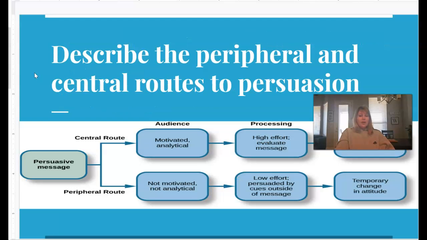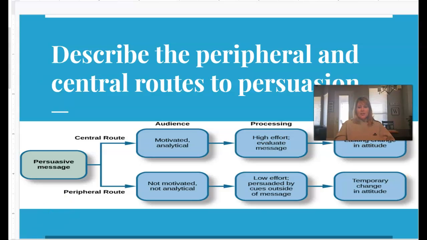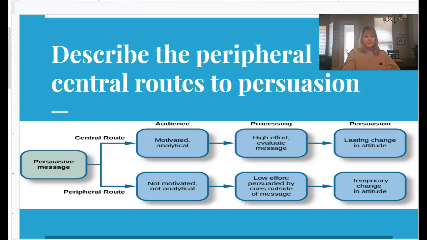Describe the peripheral and the central routes to persuasion. There is a picture for that. If my picture or my video is covering it, you have the slides available.